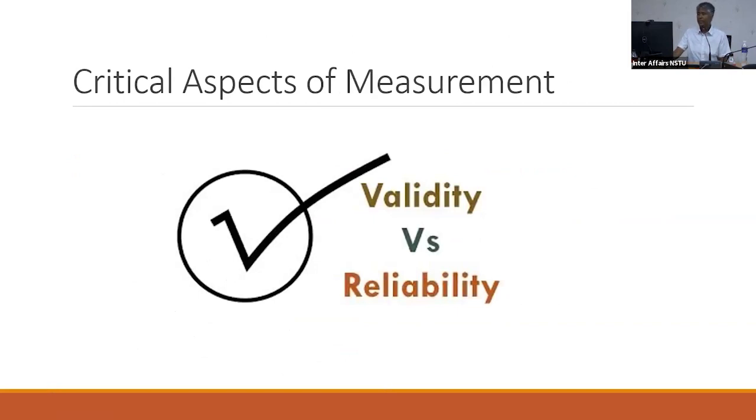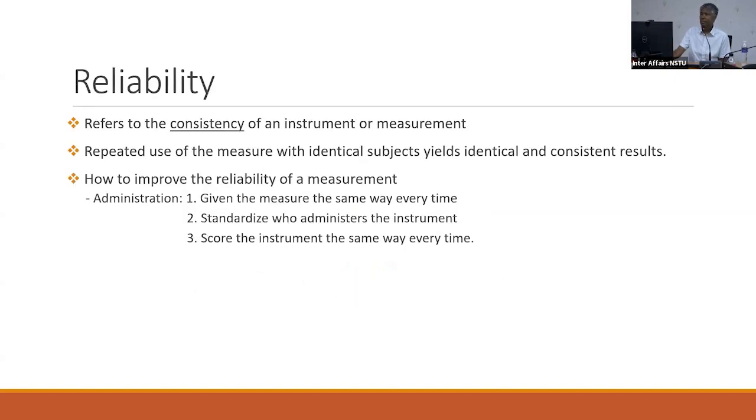All right. So 2 critical aspects of measurement: validity and reliability. We'll start with reliability. Reliability is the consistency of a measurement instrument. So if the measurement is used with the same individual over time and that construct doesn't change, then we should get the exact same measurement result each time. So it gives you consistent scores each time you use that measurement. That is a measurement instrument that's reliable.